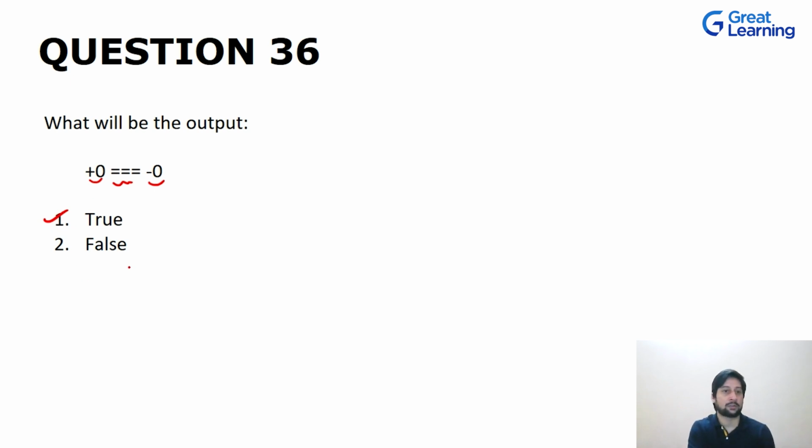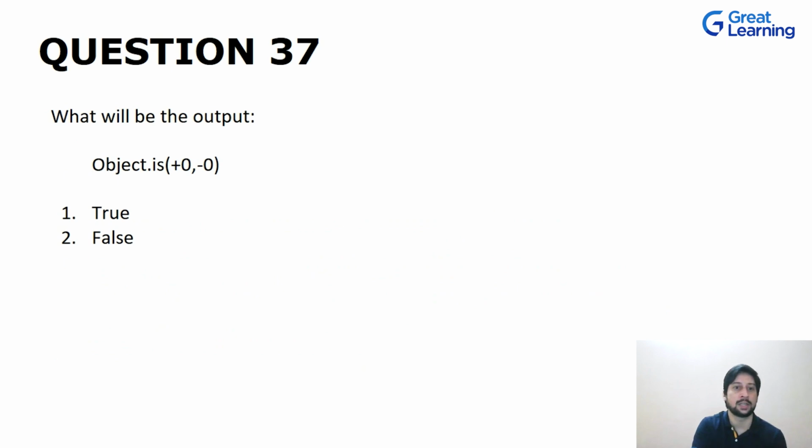Even if we are using this strict form of equality, we are getting this output as true, which ideally should not happen, because the plus 0 and minus 0 do not have the same sign. But since we are using this triple equal to sign, that is why we are getting the output as true. We will see how we can rectify this problem and get the correct output in this case as well.